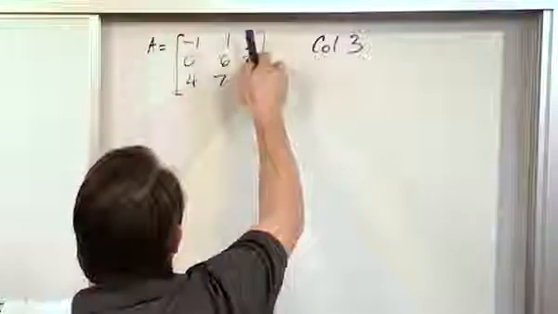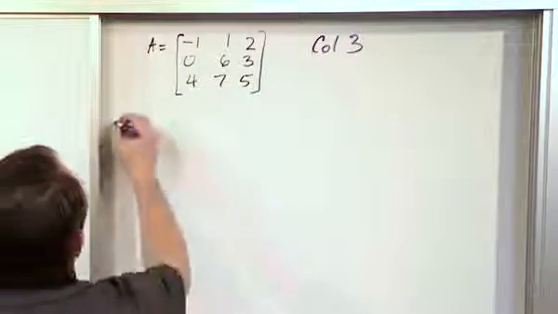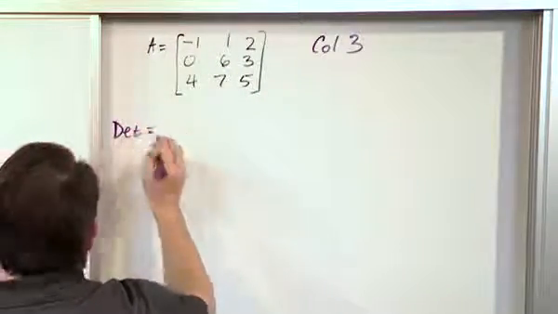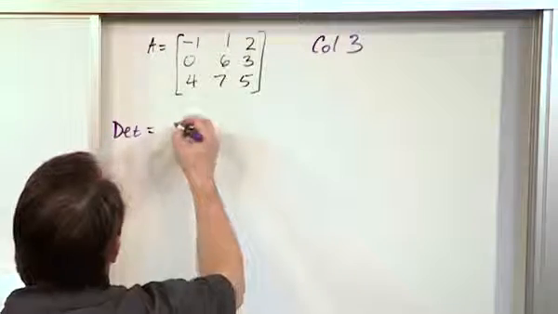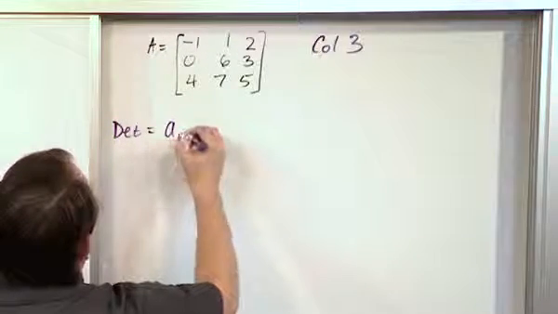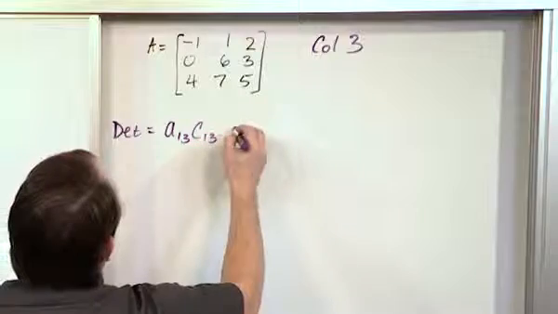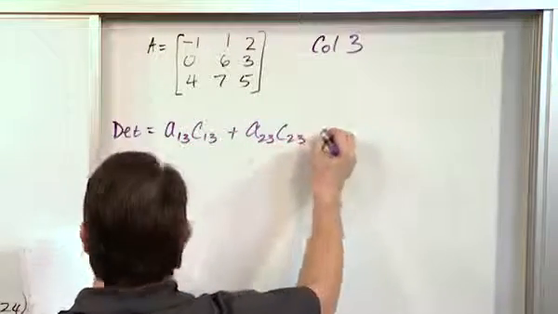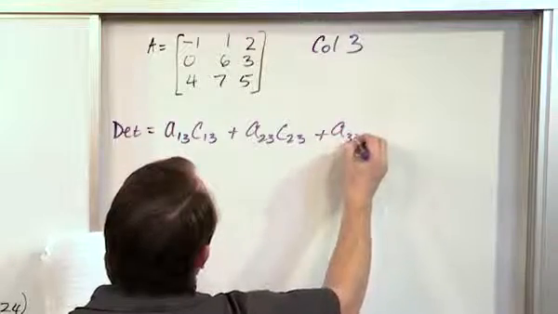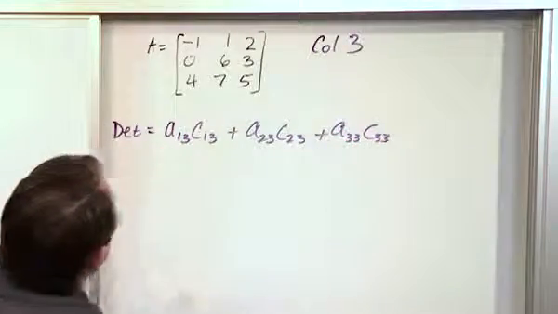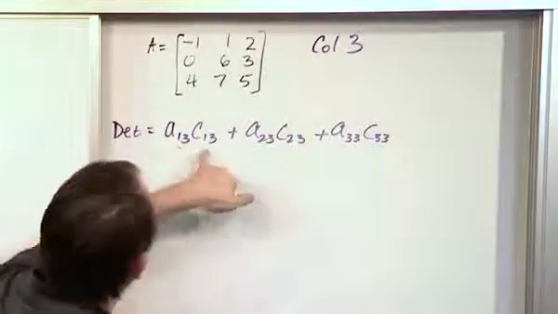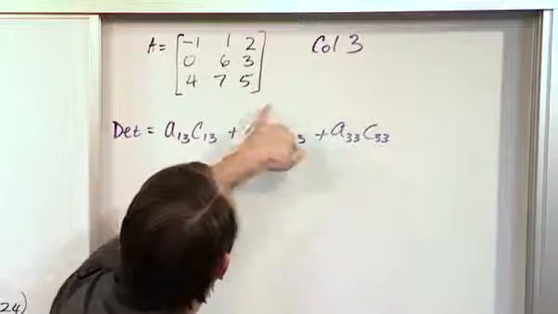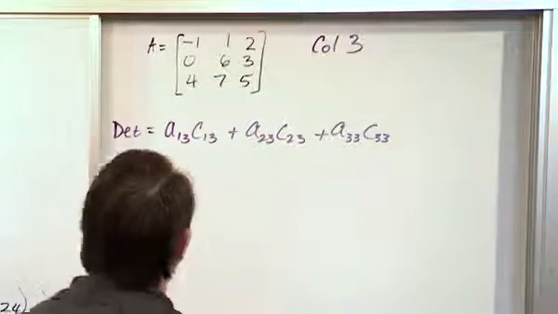So we want to go this, this, and this. So the determinant, just to write it out, is going to be A13 C13 plus A23 C23 plus A33 C33. So it's this element times its cofactor plus this element times its cofactor plus this element also times its cofactor.